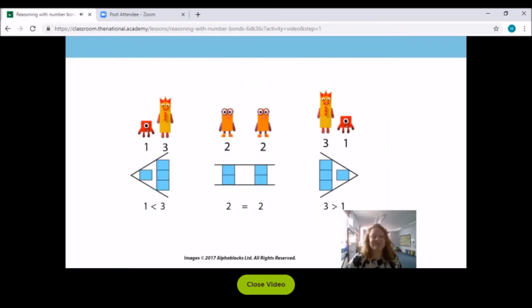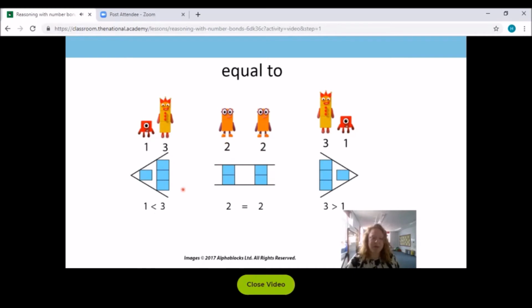Here we have our symbols and our number block friends have come along to help us out. So our first symbol that we're going to look at is this one here. We're quite familiar with this, aren't we? What does it mean, this symbol here? It means equal to, doesn't it? Well done. This number here is equal to this number here, and they fit nicely within the lines. 2 is equal to 2. Brilliant.